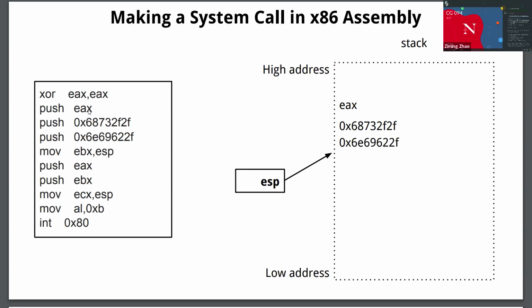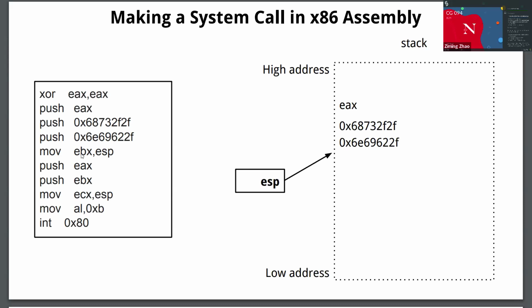So what is the end of a string? Oh, the null character, exactly. So 0, right? We actually only need one 0 there, but to make it easier, we push four zeros. So now we have a string there, /bin/sh. Now after that, we move ESP. ESP right now points to the string, right? We move ESP to EBX.